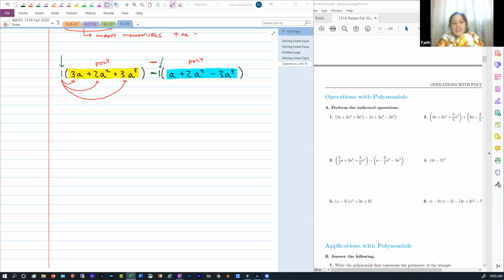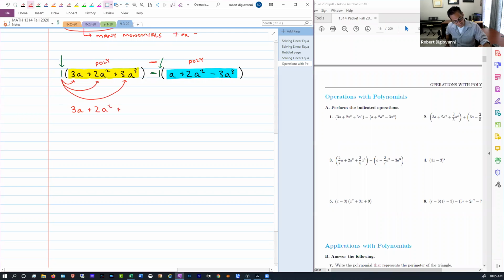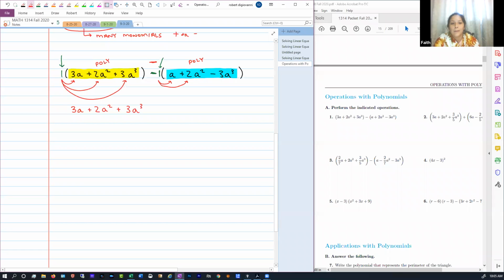Aren't you going to get the same equation, 3a plus 2a squared plus 3a cubed? Yep. So I'm just going to rewrite it all, but without parentheses. There's no more parentheses. Now, Faith, what about on the next one, when I take this -1 and distribute it through the parentheses?